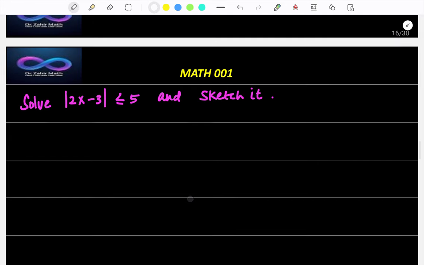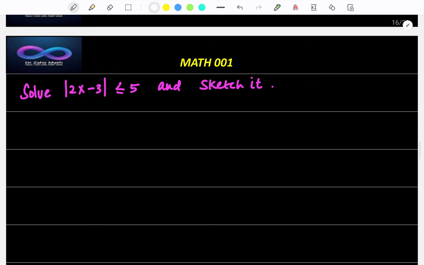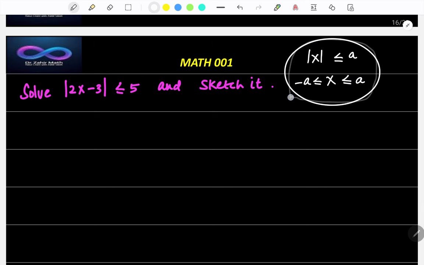Right, let's go to the next question. Solve absolute value of 2x minus 3 less than or equal to minus 5. Okay, so what is the formula? Absolute value of x less than or equal to a means x lies between what? Minus a and plus a. This is the rule. Clear everybody? This is the rule. So keep in your mind. The same rule I'm going to apply.